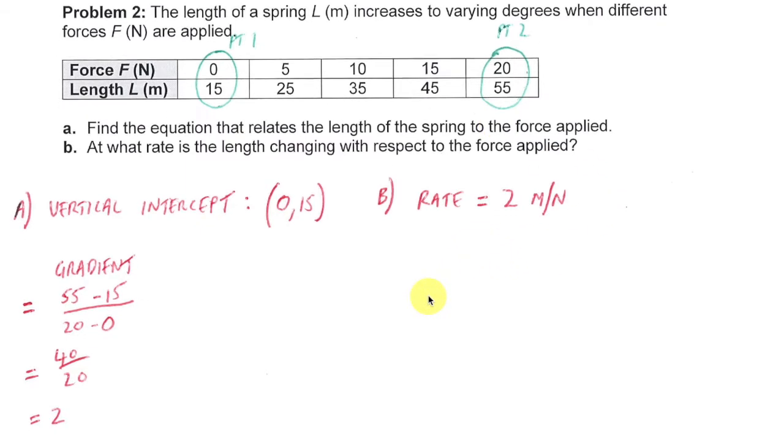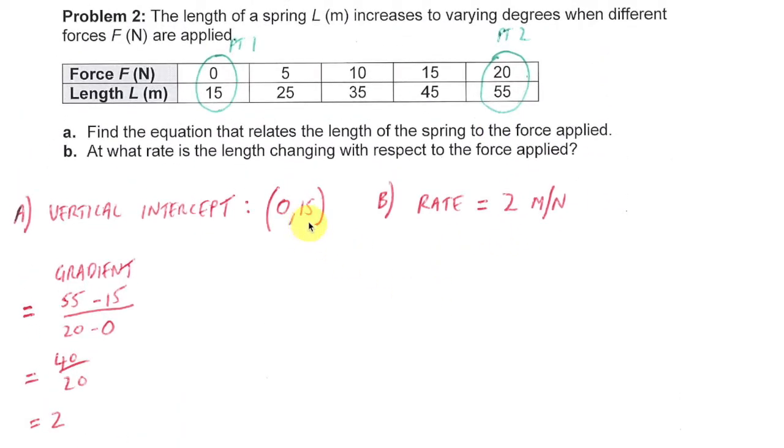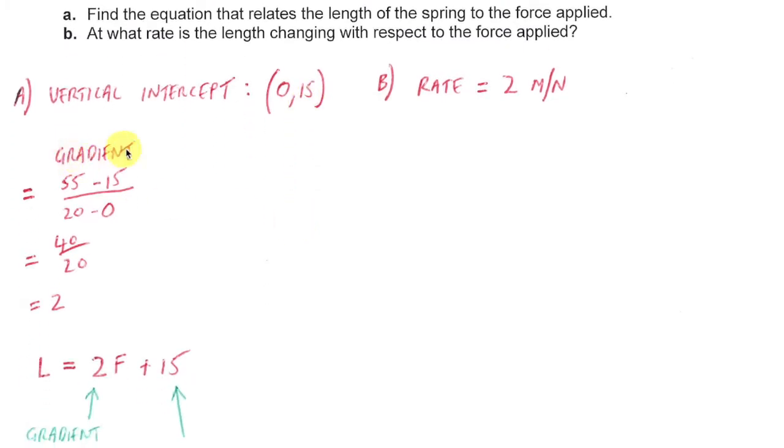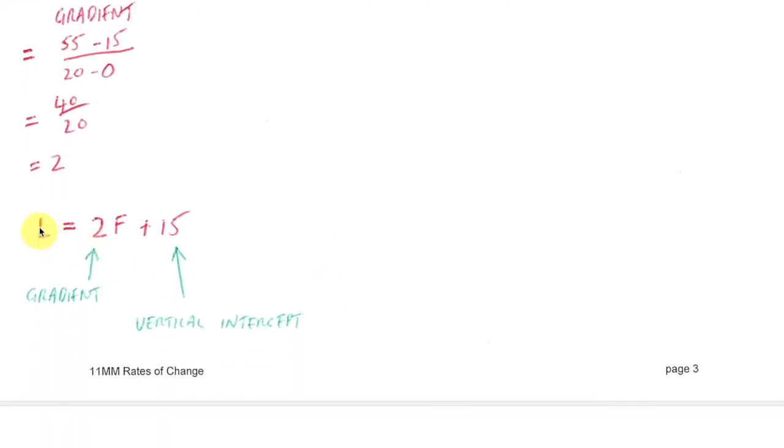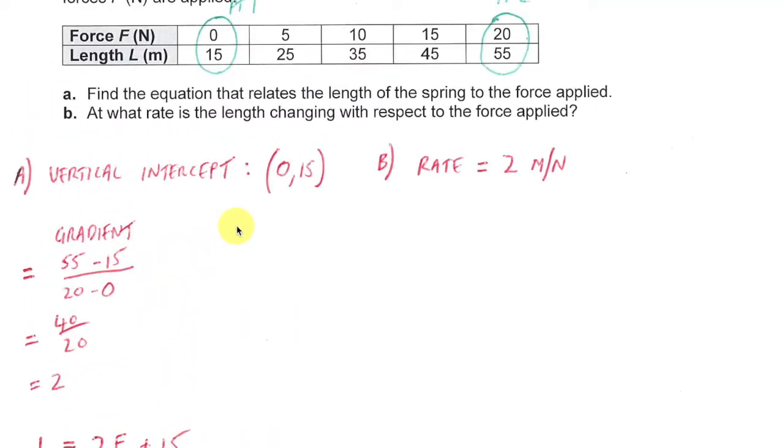All right, so to work out the equation, vertical intercept 0, 15. The gradient is going to equal, from the 2 points, y2 take y1 over x2 take x1, and gives us a gradient of 2. And so the length is going to equal 2 times the force applied plus 15, where 15 is that vertical intercept at the beginning. So what's our rate here? Our rate is 2 meters for every newton that is applied to the spring.